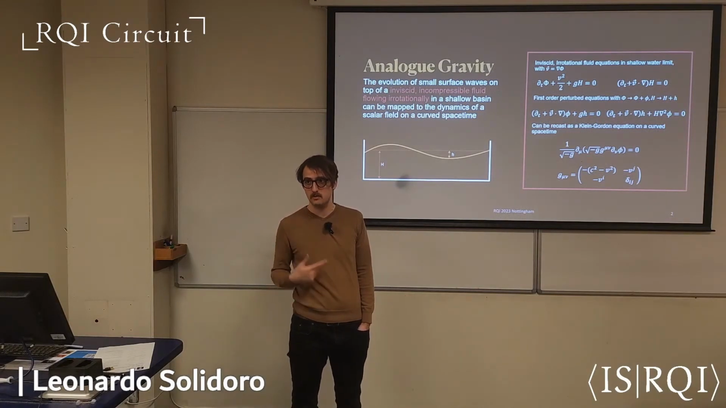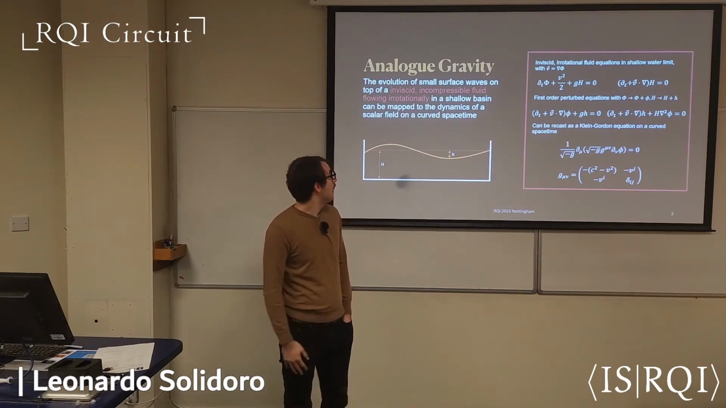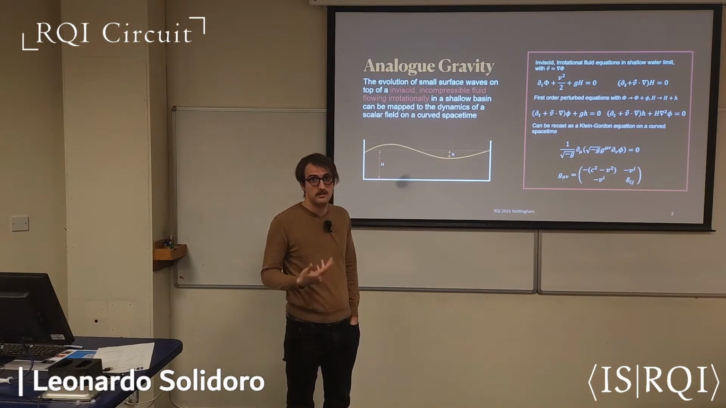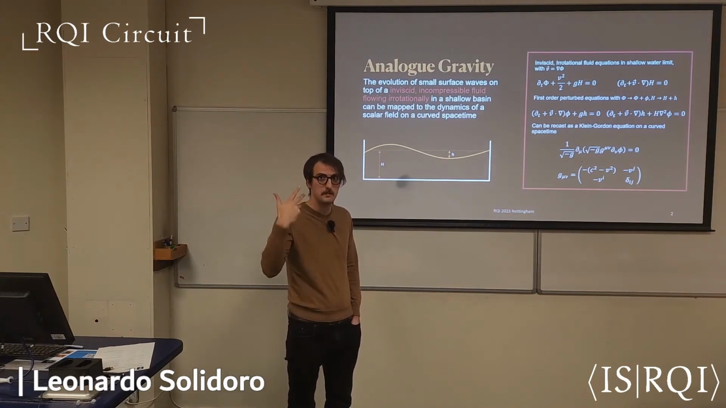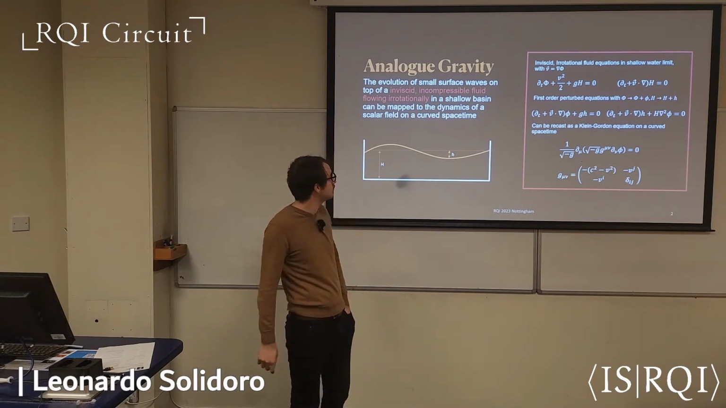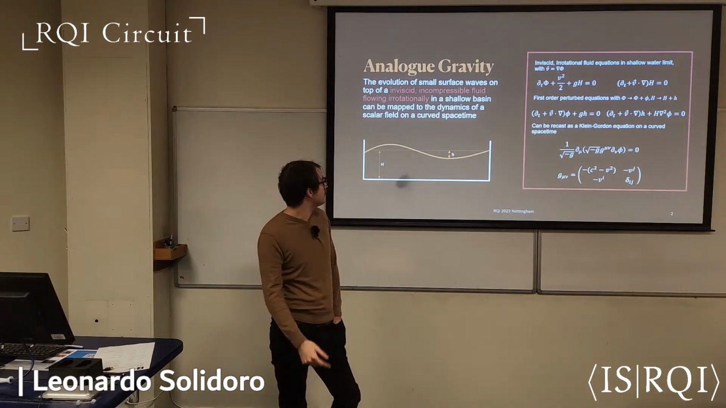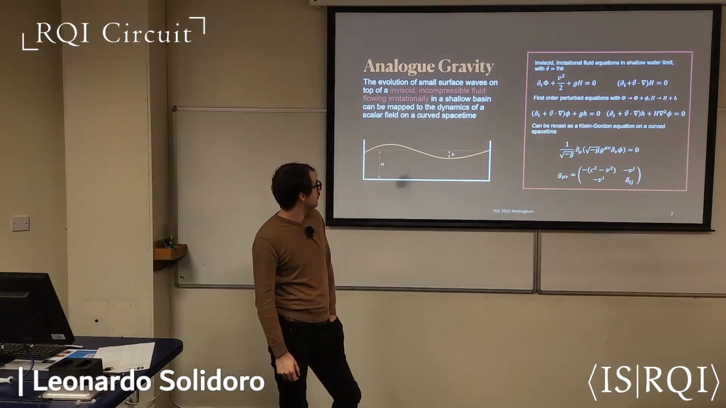So, as Silke introduced, the idea of analog gravity is that we can map the dynamics of perturbations propagating on top of a continuous system to the dynamics of fields on curved spacetimes. And there are many systems that exhibit this kind of behavior. For example, the original Unruh paper proposed these perturbations to be sound waves, so pressure and density perturbations. But the same thing happens when gravity surface waves are concerned.